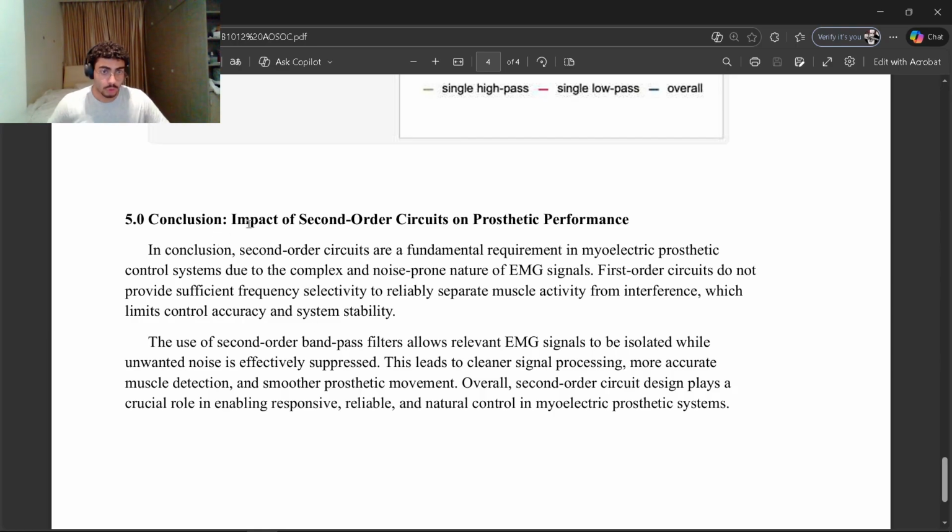I'd like to conclude by saying that second order circuits are a fundamental requirement for these myoelectric prosthetic control systems due to the complex, noise prone nature of EMG signals. First order circuits simply do not work because they do not provide sufficient frequency selectivity to reliably separate muscle activity from interference, which limits the control accuracy and the system stability.